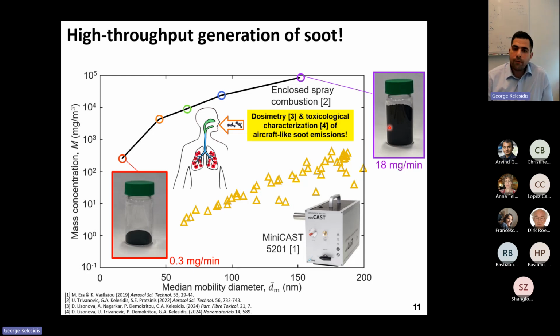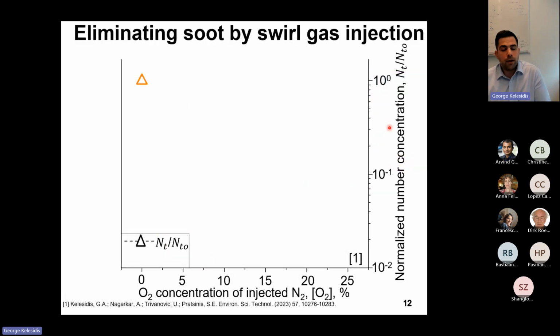Furthermore, using this flame reactor, we investigated the oxidation dynamics of soot in the lean zone of aircraft combustors. In particular, over here in this plot on the right-hand side, I'm presenting you the number concentration of soot nanoparticles measured as a function of the oxygen concentration in the injected nitrogen gas. So the number concentration is normalized here with respect to that we measured when we injected only nitrogen in the lean zone of this combustor.